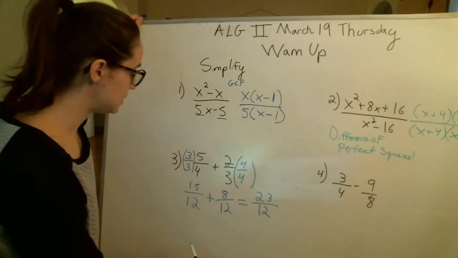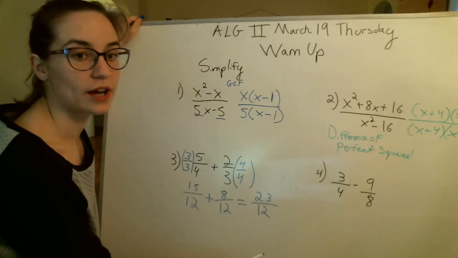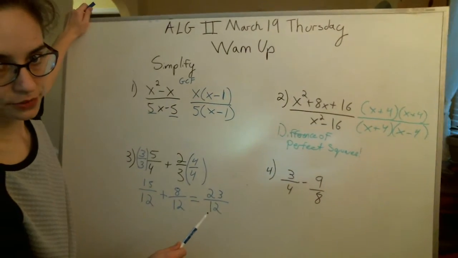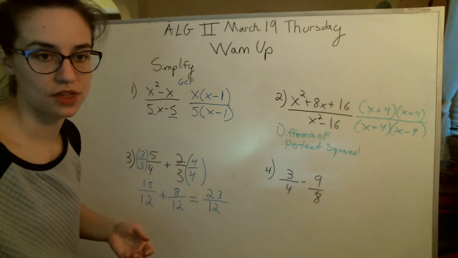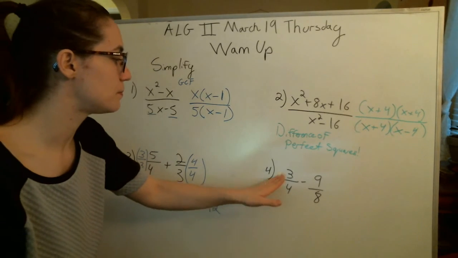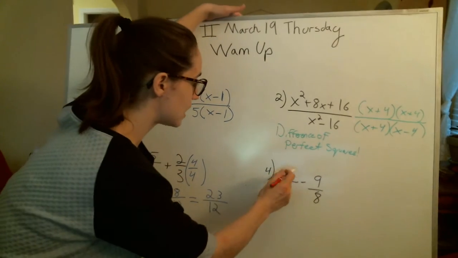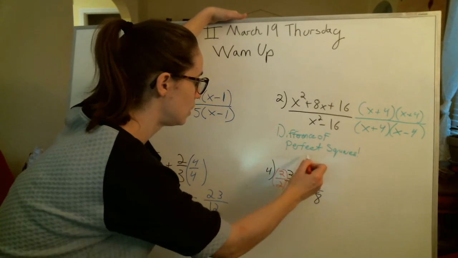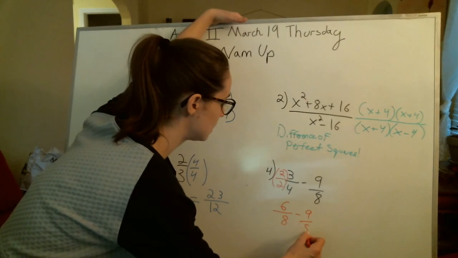Well, it's easier if you think of it in parts. I've got 15 out of 12 parts plus 8 out of 12 parts. So now I have 23 out of 12 parts, okay? You don't add those bottoms. Subtraction is actually pretty much the same thing, except you subtract. Now this one I can do a shortcut. Could I multiply this one by 8/8 and this one by 4/4? Sure, but I could also say, hey, I know how to get from 4 to 8. Multiply by 2. So this becomes 6/8 minus 9/8.